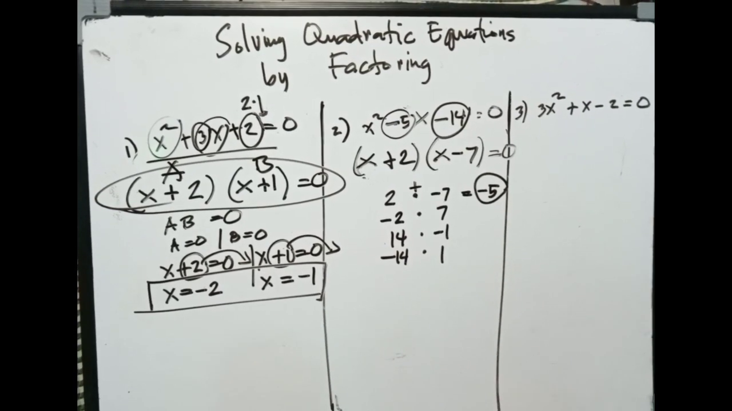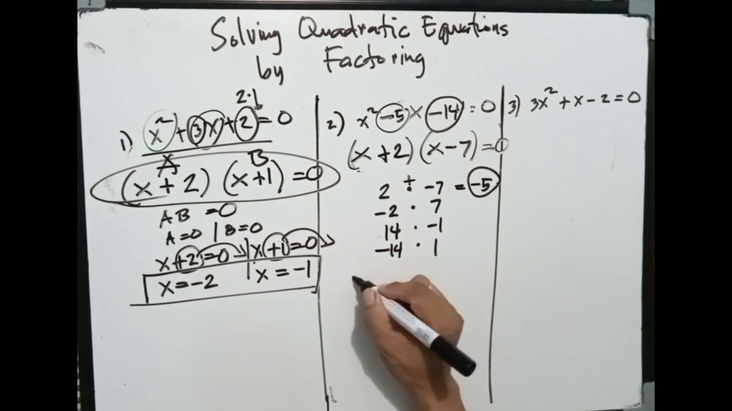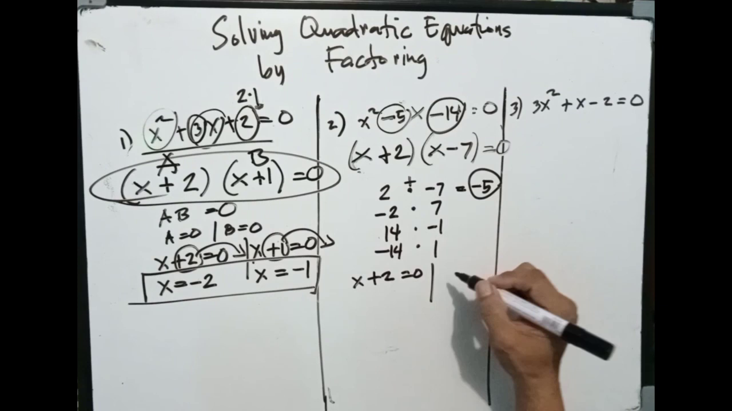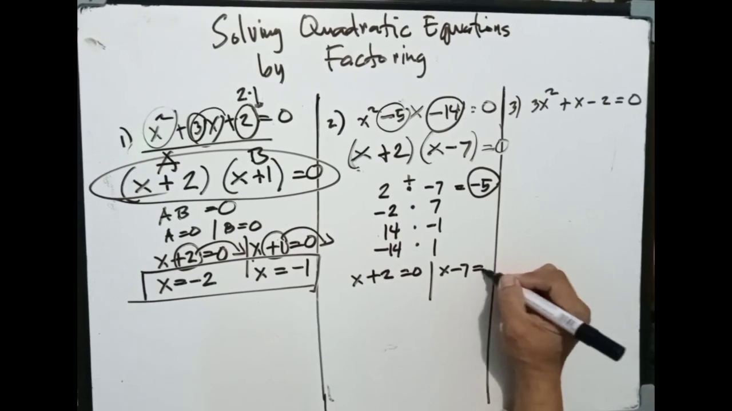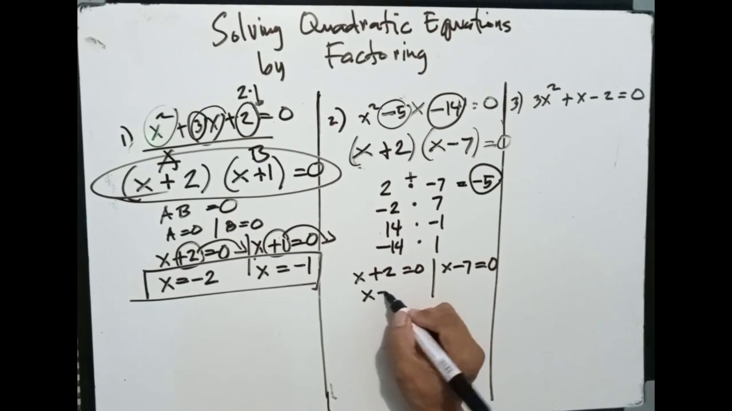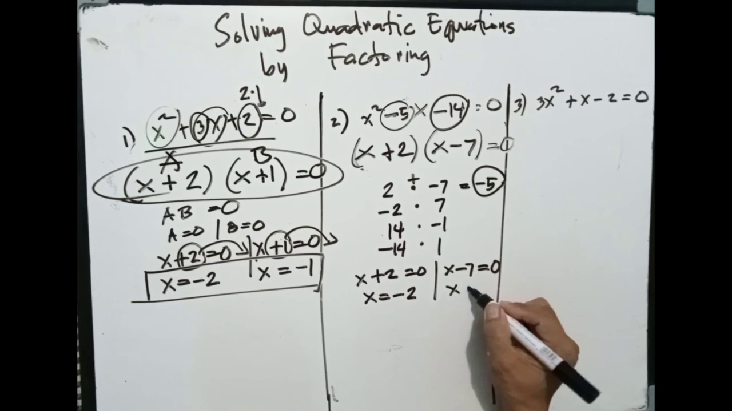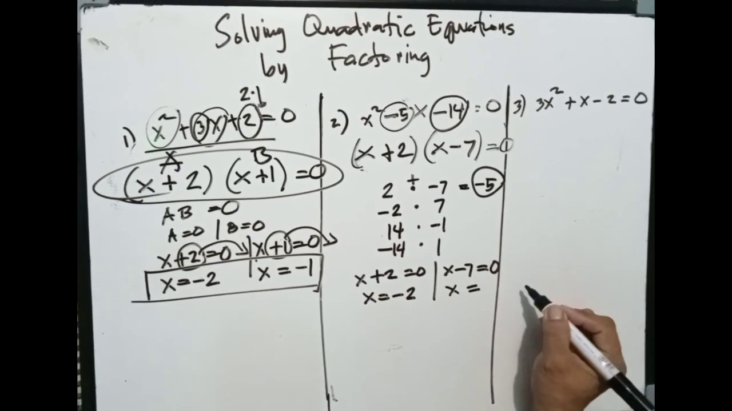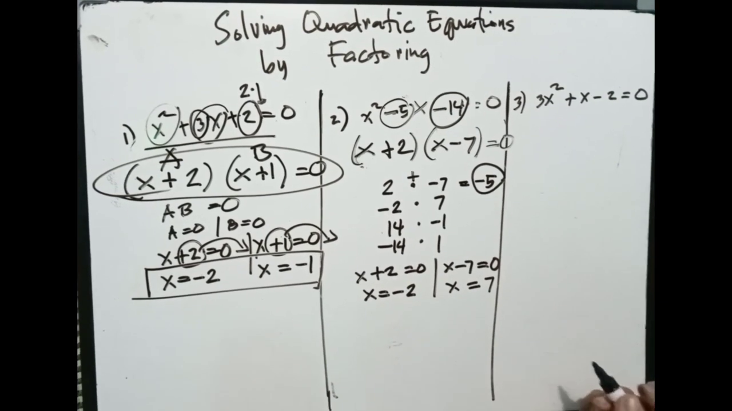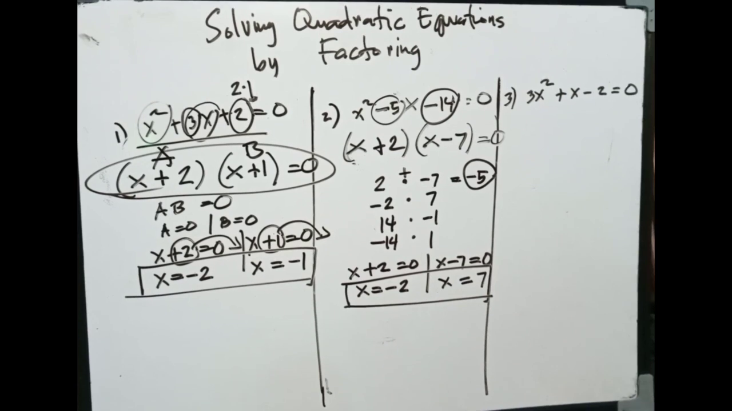Then after that, use again the concept of zero factor property. X plus 2 equals 0 and the other, x minus 7 equals 0. Then solve for x. X equals, transpose positive 2, it becomes negative 2. X minus 7, transpose to the right side, it will become positive 7. So our final answer here are negative 2 and positive 7.